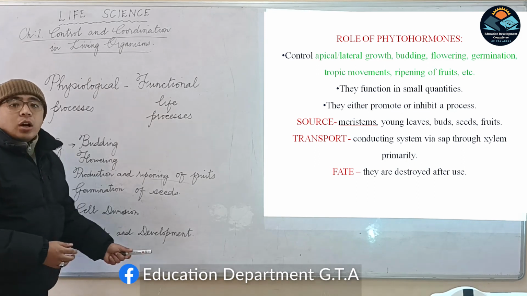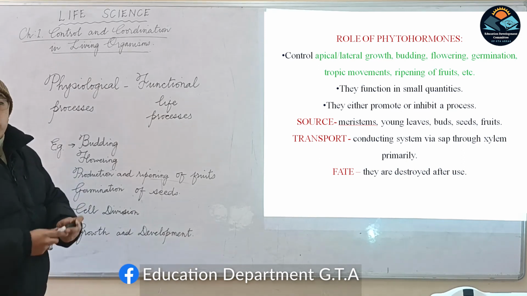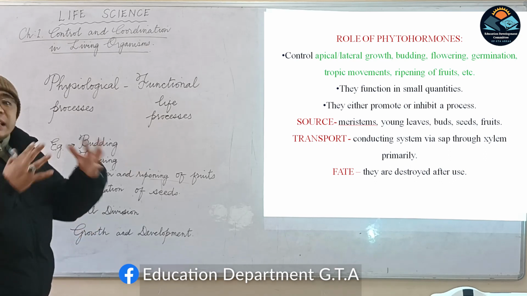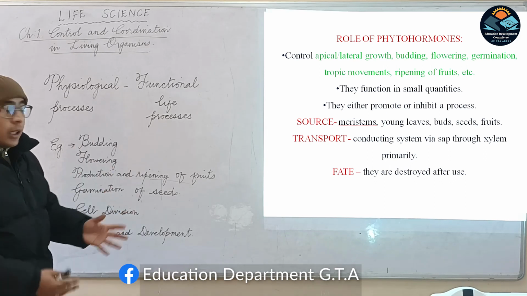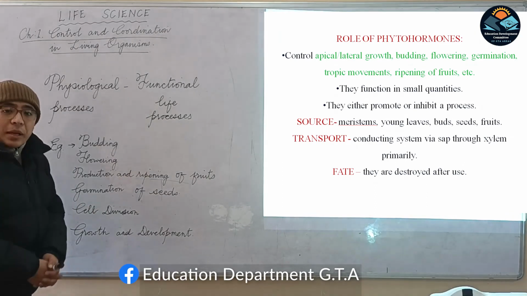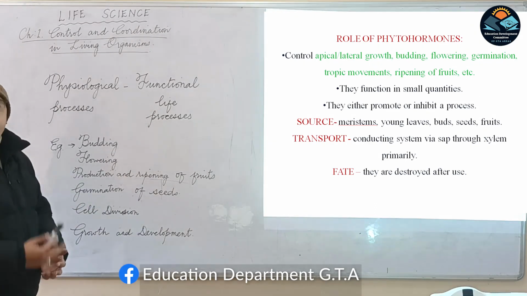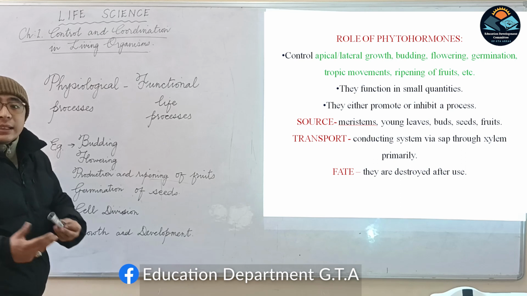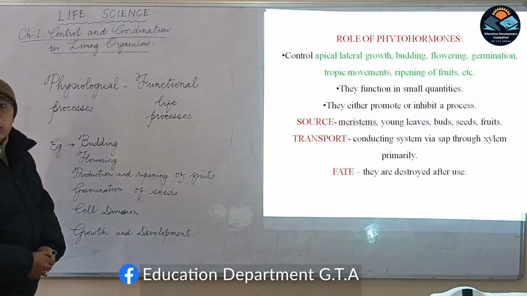Growth and development of the different parts of the plant, which brings about a holistic development and growth of the plant. Now all of these processes that I have just mentioned are crucial for the survival of the plant. That is why these processes are known as physiological processes.